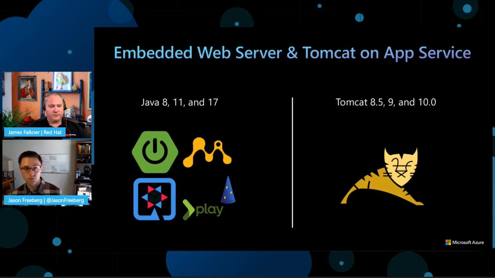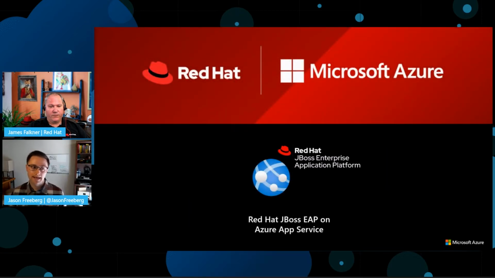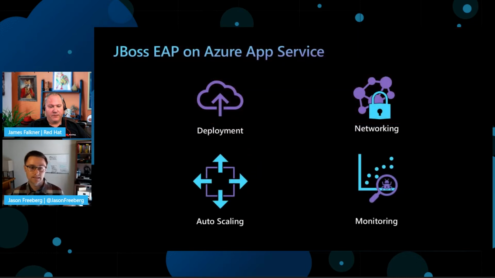Over the years, though, we've heard from our customers that they wanted a similar hosting option for their Java EE applications as well. And so that's why we've partnered with Red Hat to offer JBoss EAP on top of the Azure App Service platform. So this means that you get all of the features I mentioned earlier, like easy deployment APIs, networking features, auto scaling, monitoring, and everything else that's offered as part of App Service is also available for JBoss EAP on App Service, since it's offered on top of the platform.